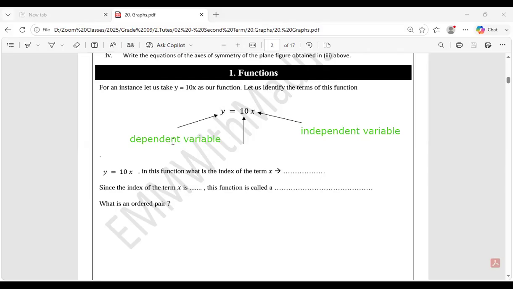So what is the meaning of dependent variable and independent variable? The dependent variable is dependent on the other side of the equal mark. Yes, exactly right. So I think you got the point. Dependent variable means it's like you. Why is that? You are depending upon your mother and father, isn't it?